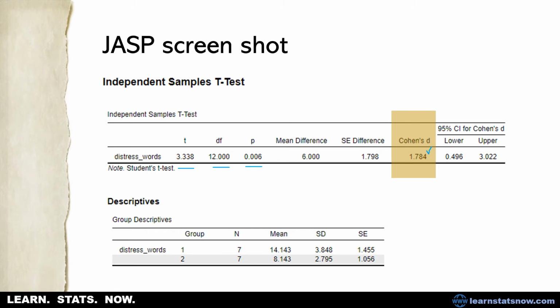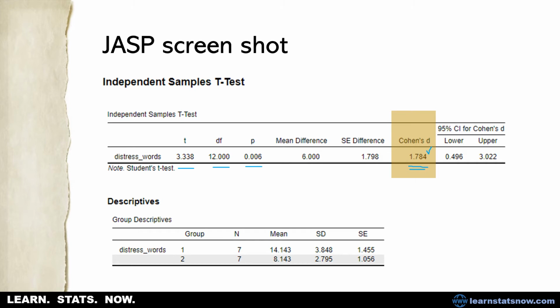To the right of that, you see something that says 95% CI for Cohen's d. This is a really valuable little statistic. It's the confidence interval. Keep in mind that when we calculate Cohen's d of 1.784, that's based only on sample data. So we know that that's not going to be exactly right in terms of the population, because there's going to be sampling error in all the statistics that we compute.